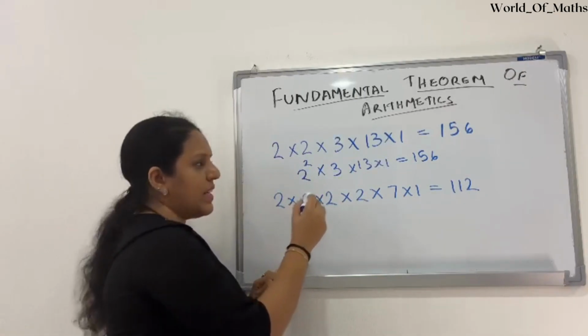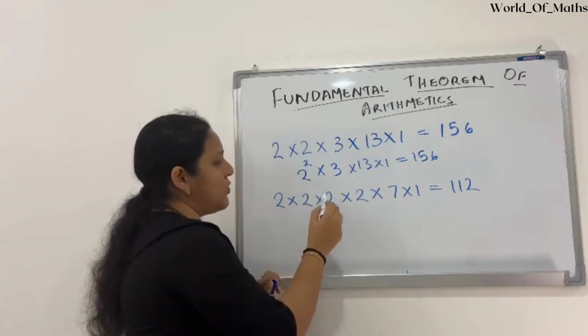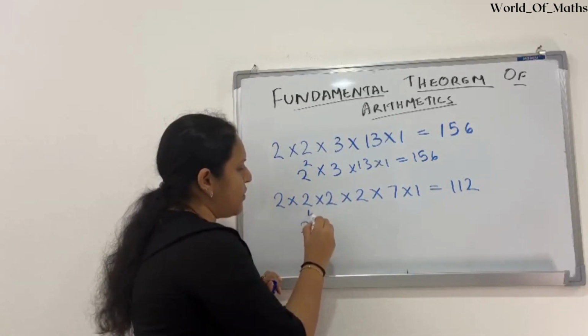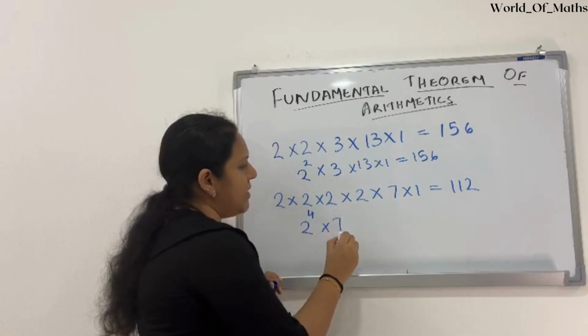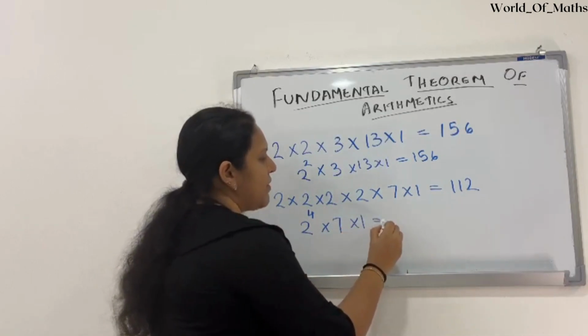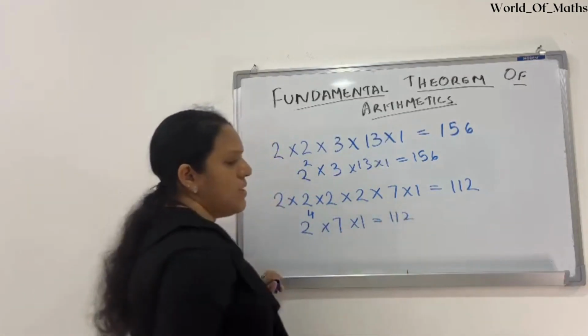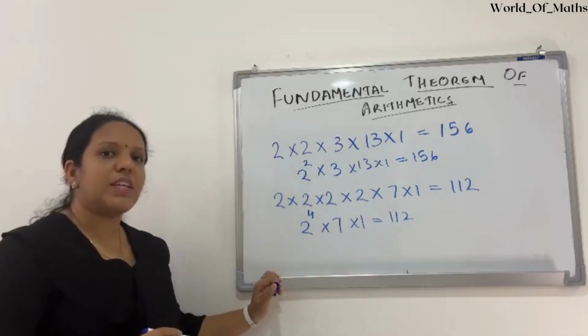How many 2s are there for 112? We have 1, 2, 3, 4. So 2 to the power of 4 times 7 times 1 will give you 112. So this is the basics of the fundamental theorem of arithmetic.